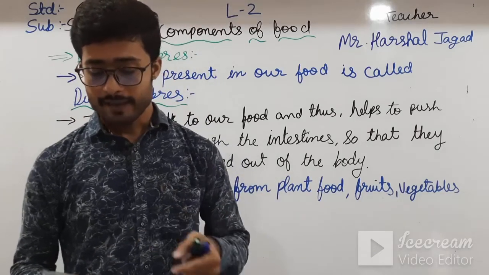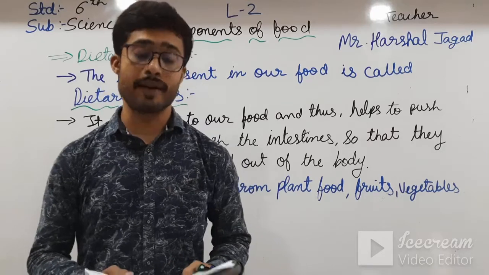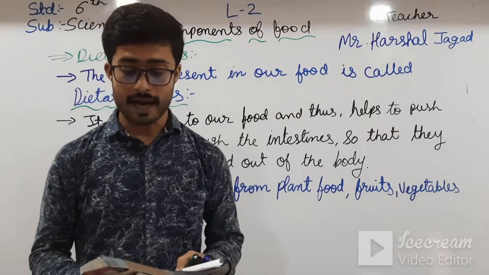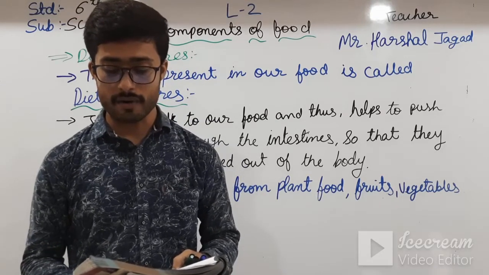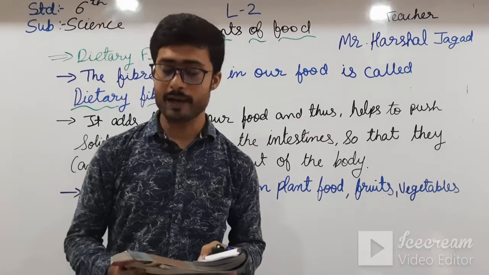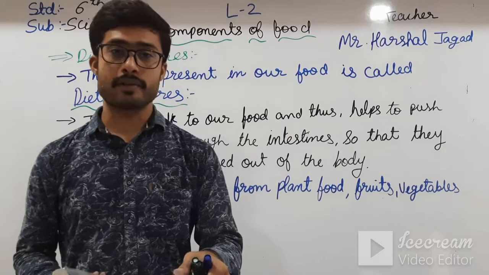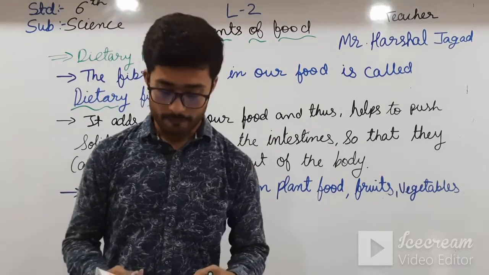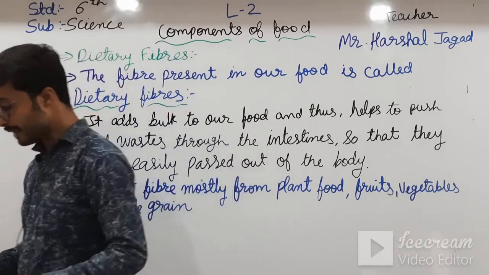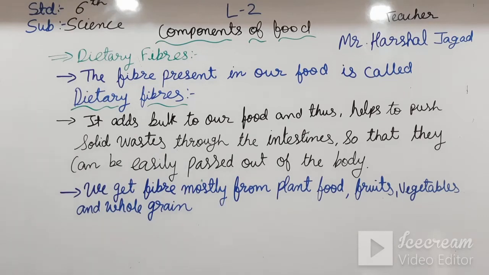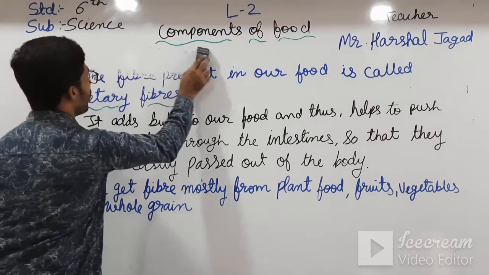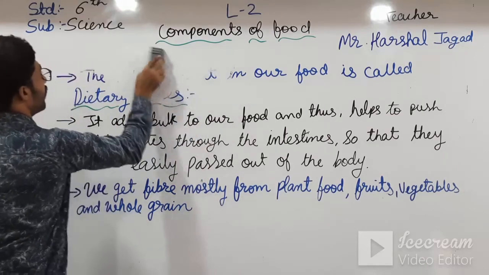See here, there is a figure on page number 23 with these examples: rice, wheat, apples, cucumber, orange, pumpkin, broccoli, tomatoes, and brinjals. So these are rich sources of dietary fibers. Now next is water. We all know without water we can't live. So the next point is water.